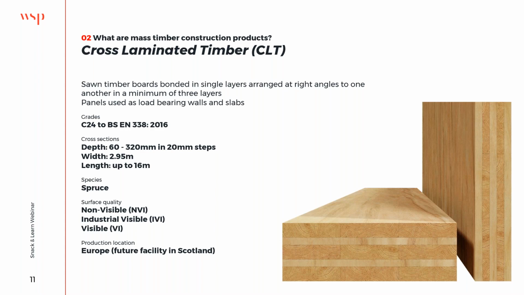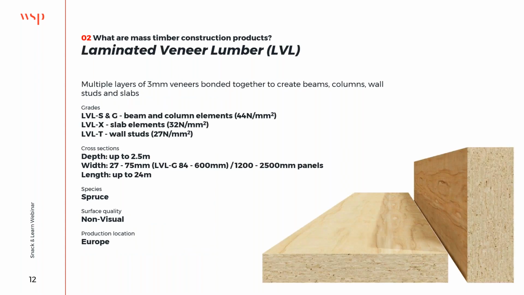What species? Spruce, different types of surface quality, mainly produced in Europe. However, there is some future funding to put a factory in Scotland. And then laminated veneer lumber, you could look at this as like maxi plywood, multiple layers of 3 mil veneers bonded together to create beams, columns, walls, studs, and slabs. Essentially, just peeling a log like a toilet roll in some respects, and bonding each layer together.